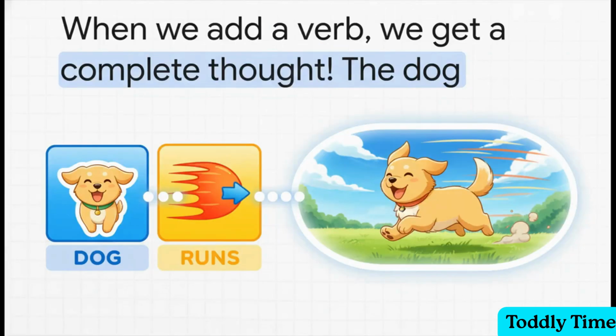So, this is where the magic really starts to happen. When we add a verb to our noun, we get a complete thought. Let's add the verb runs to our noun dog. And ta-da! Look at that. We have a real sentence. The dog runs. Our main character is finally doing something.